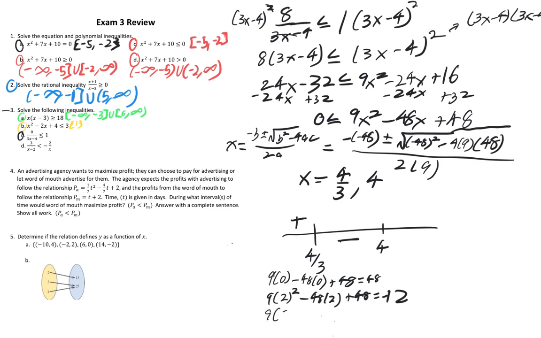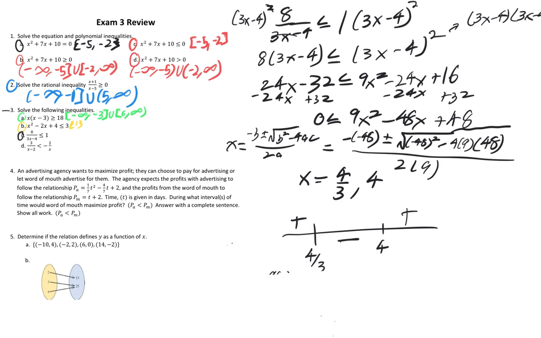Simple one's going to be 5, so 9 times 5 squared minus 48 times 5 plus 48. Plug that into our calculator. It's going to give us 33, which is positive, so we're going to be up here. Just going to erase this stuff for space.